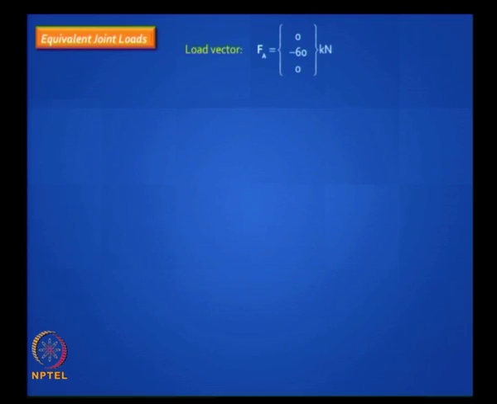Then you find the equivalent joint loads, you get, is this correct? The loads are 0, minus 60, 0. Okay, then what do?